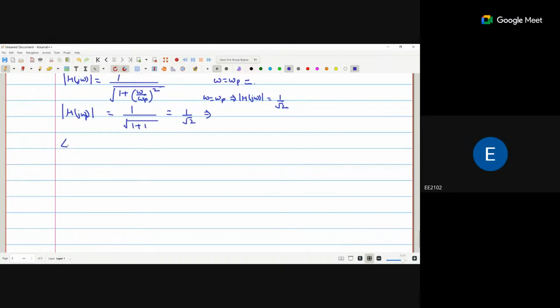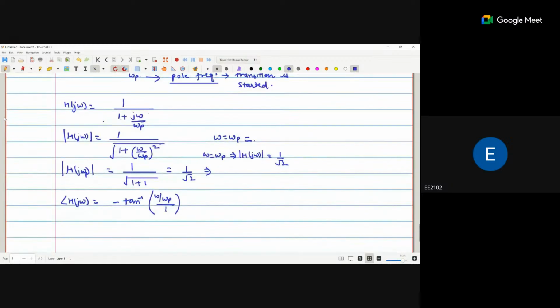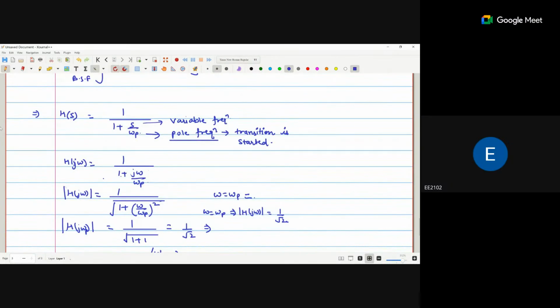Angle of H(jω) is equal to minus tan inverse (ω upon ωp) divided by 1. How do we calculate the magnitude angle? The angle of the numerator minus the angle of the denominator. And the angle of the numerator, how do we calculate it? Tan inverse of the imaginary component upon the real component. The imaginary component is 0, so that means tan inverse 0, which is 0. So that's why I am not including the numerator angle.